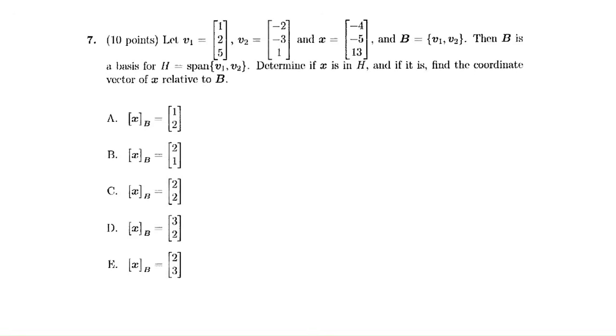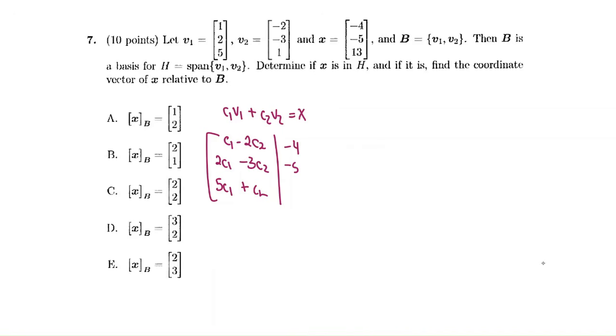So to first find out if X is in H, we're trying to find if there's a linear combination C1 V1 plus C2 V2 that can give us X. And if we wanted to multiply it out, this means C1 minus 2C2, then 2C1 minus 3C2, then 5C1 plus C2, and then we want this to be equal to -4, -5, 13. So this is just another way of writing this system of equations.